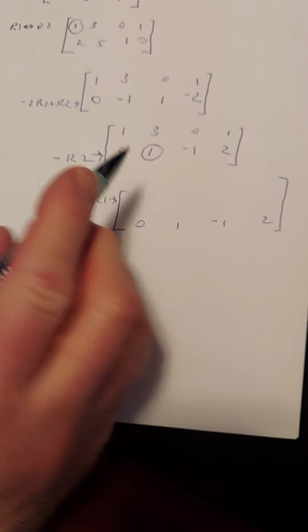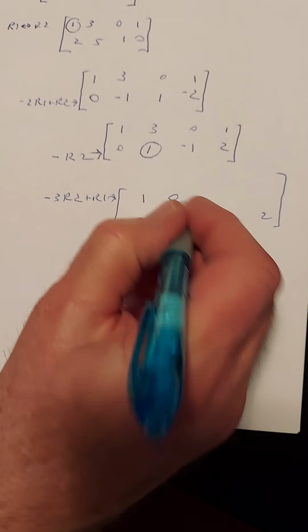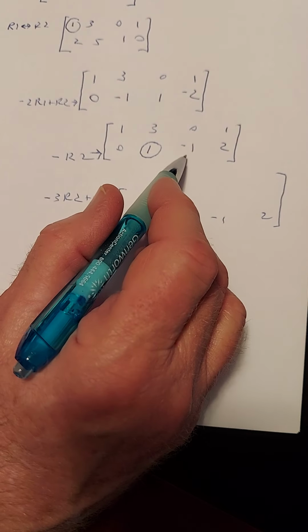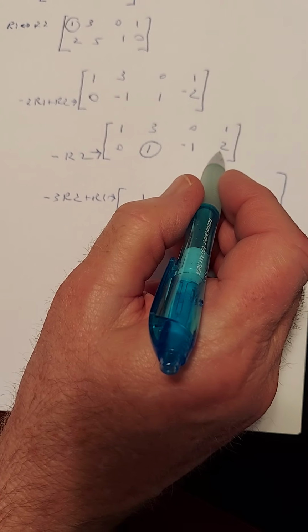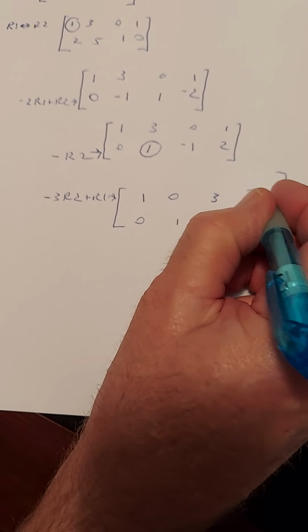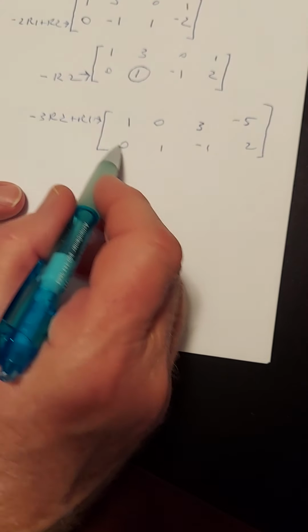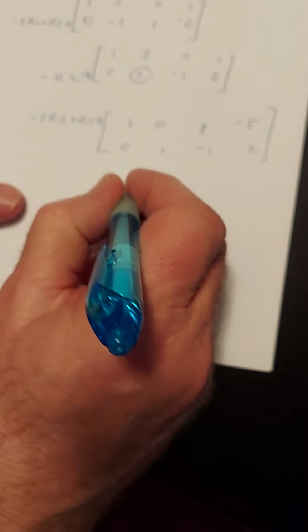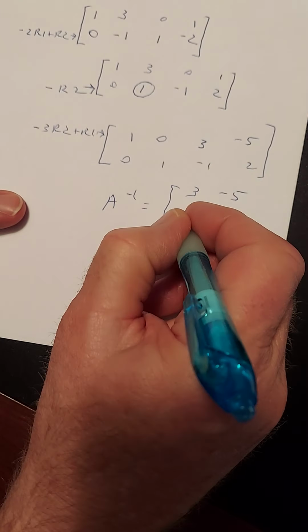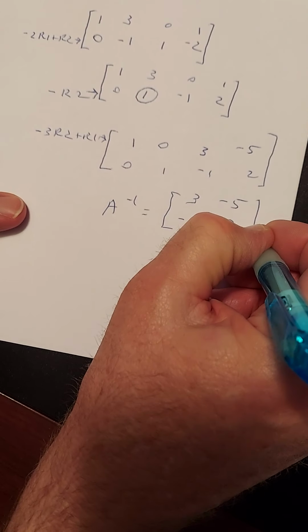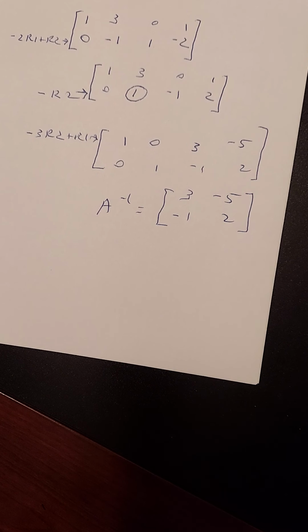So -3 times 0 is 0, plus 1 is 1. -3 times 1 is -3, plus 3 is 0. -3 times -1 is 3. 3 plus 0 is 3. And -3 times 2 is -6. -6 plus 1 is -5. So notice how I got the identity here? So my inverse is 3, -5, -1, 2. The nice thing about that, there's no fractions. Okay.